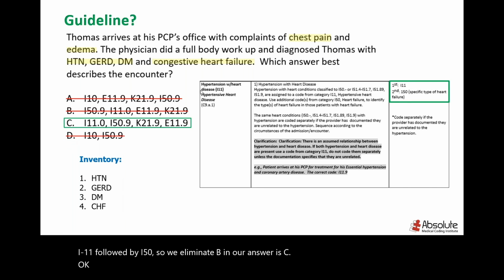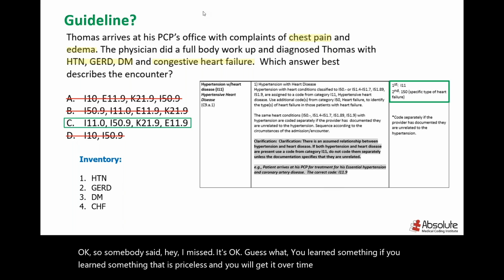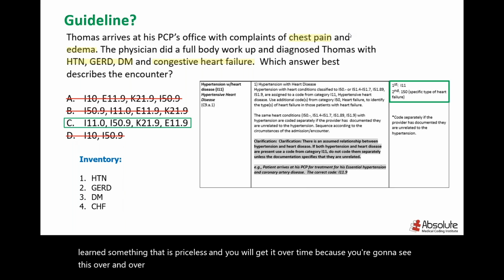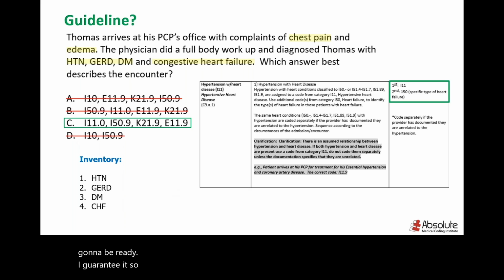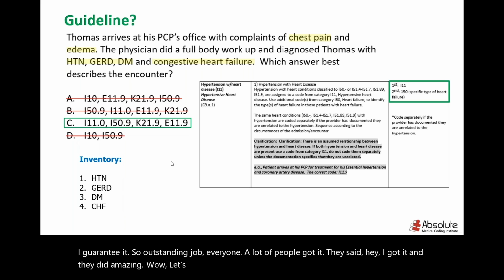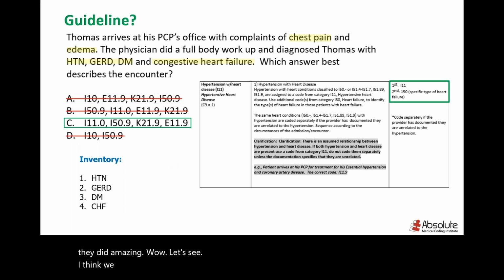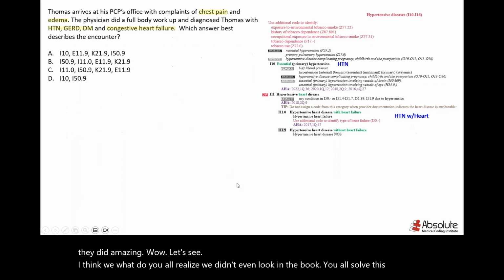Okay, so somebody said, hey, I missed. It's okay. Guess what? You learned something. If you learned something, that is priceless, and you will get it over time because you're going to see this over and over. And if I'm a betting girl, you're going to see it on your exam and you're going to be ready. I guarantee it. So, outstanding job, everyone. A lot of people got it. They said, hey, I got it. And they did amazing. Oh, wow. Do you all realize we didn't even look in the book? You all solved this scenario without looking in the book.